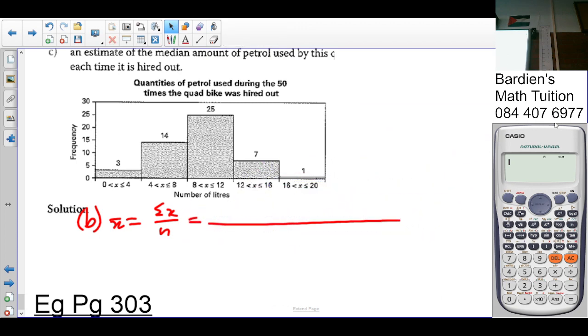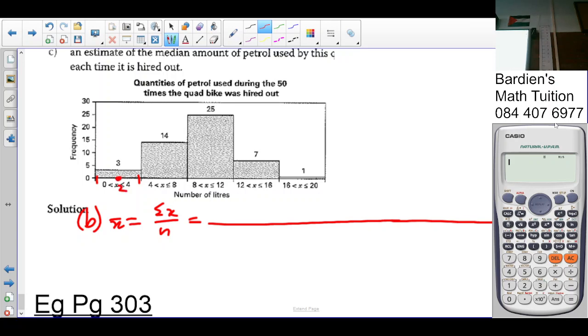Right. So what did we say? We're going to take the midpoint of these classes. So what we say is we say 0 plus 4. What's 0 plus 4? 4. Divided by 2? 2. So the midpoint of this class is actually 2.